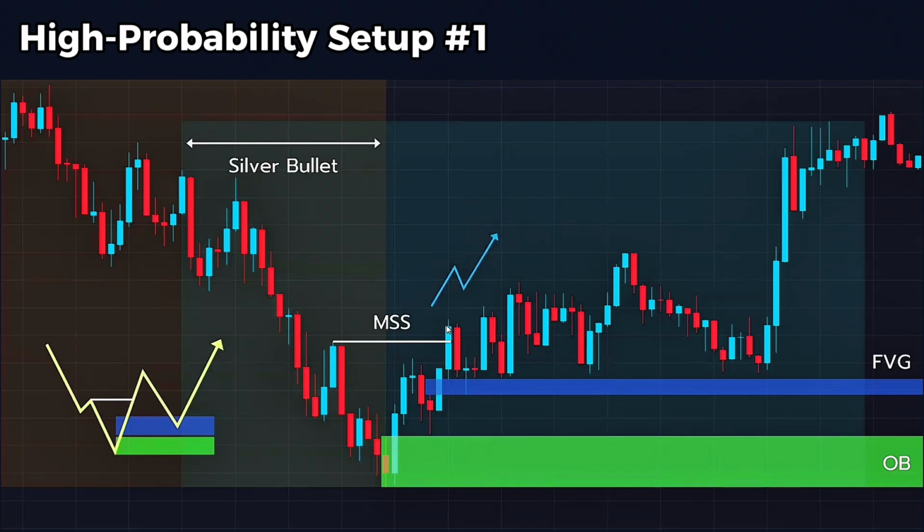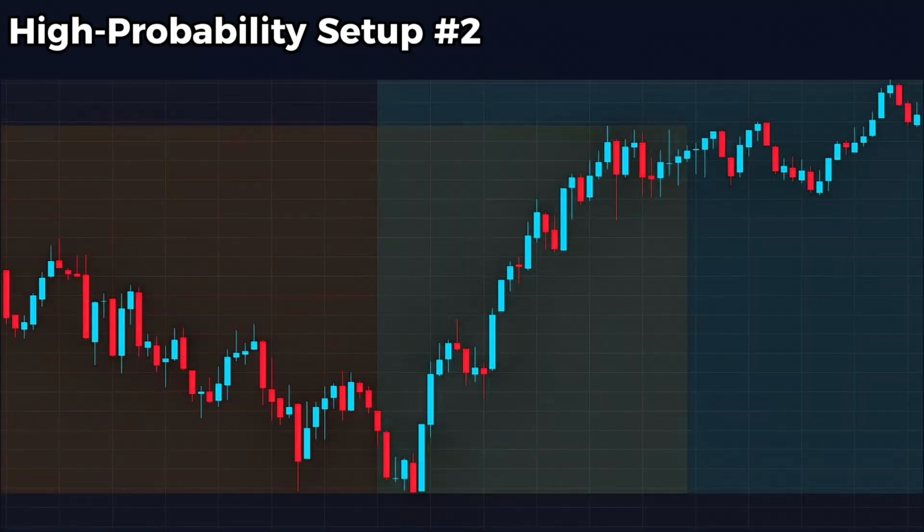The first step is to choose the price. In this example, the price is the market price. When the market structure shift occurs, we will look for the order block, which is at the bottom. At the same time, we can mark the FVG in this area. Notice that when the market structure shift occurs, the price does not return to the FVG immediately. We can look at this setup and wait for the price to go back to the FVG.